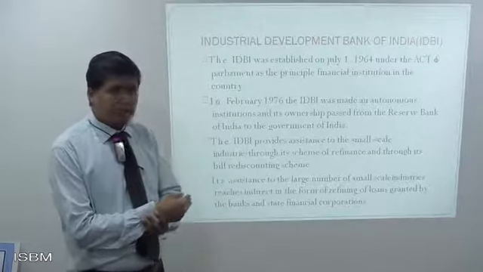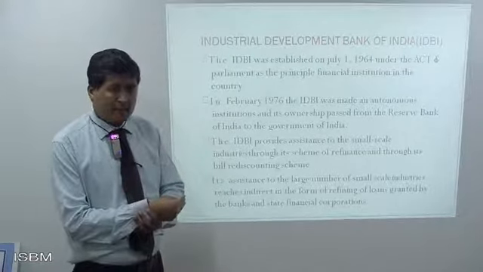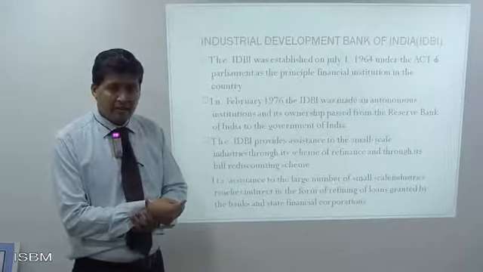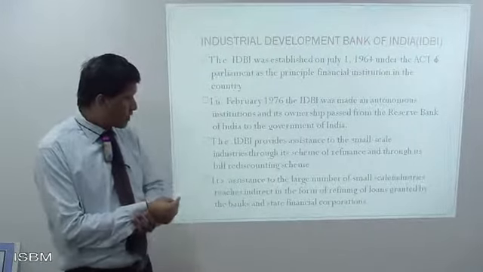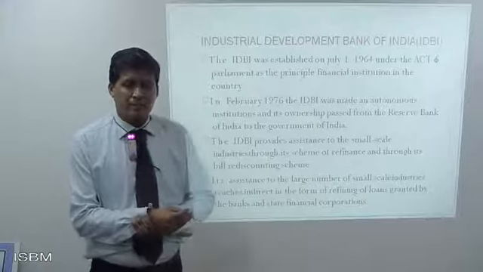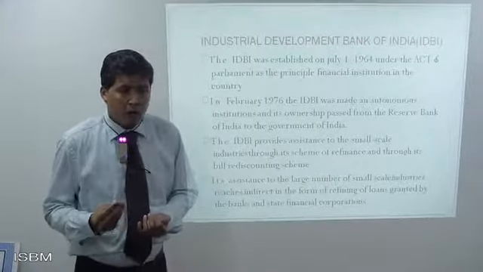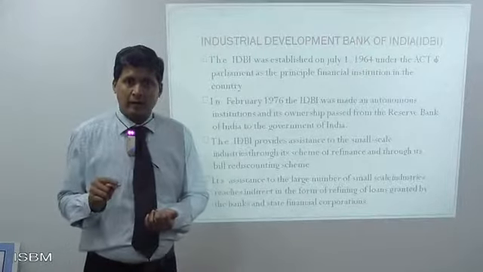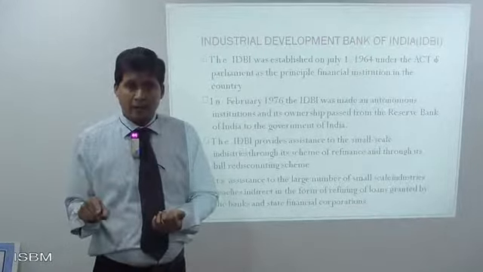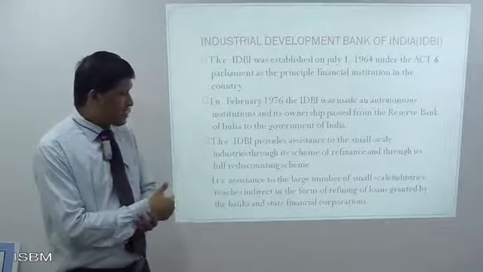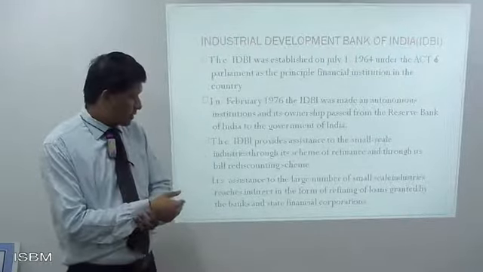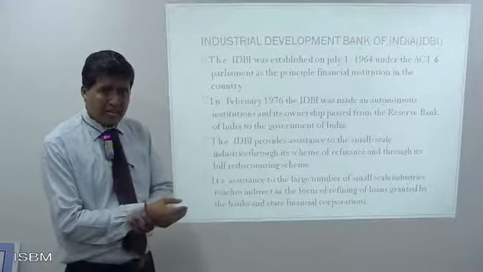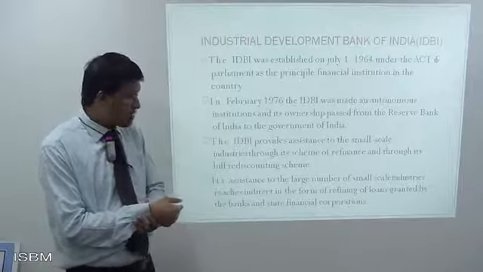The IDBI provides assistance to small-scale industries through its schemes of refinance and through its bill rediscounting scheme. So all schemes in terms of how money could be rotated, how turnaround cycles of sales could be managed well, how credit ratios could be managed well. It assists a large number of small scale industries indirectly, in the form of refinancing of loans guaranteed by banks and state financial corporations.